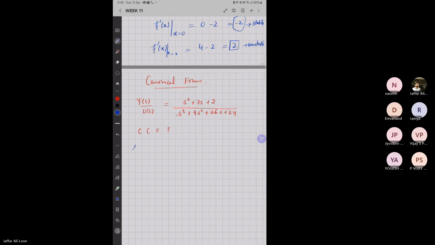Very simple. First of all, identify the order. It is 3. So your A matrix should be 3 by 3, right? Because you already know that the poles of the transfer function are equal to the eigenvalues of the A matrix. So if there are 3 poles, there will be 3 eigenvalues. So it means the order is 3 by 3, right? So then how do you start? You have a 3 by 3 matrix.